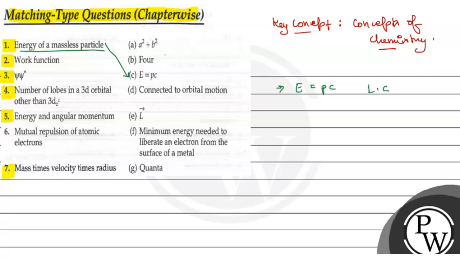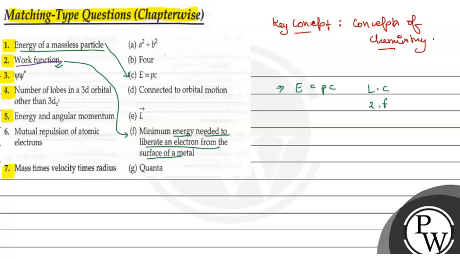Next we have second statement which says we have to find the work function. So how do we find work function? Basically work function ये बताता है कि मतलब अगर हम ऐसे बात करें कि मिनिमम एनर्जी लिबरेट करने के लिए हमें चाहिए एक इलेक्ट्रॉन को सरफेस ऑफ मेटल से, so we can say कि work function will work like this, right? So option number 2 will go with F.